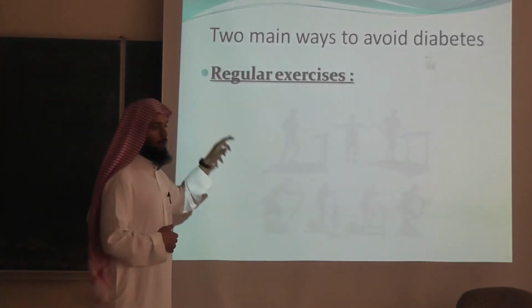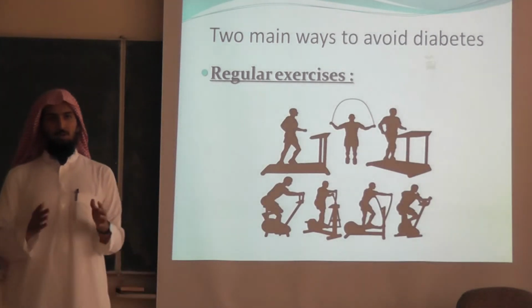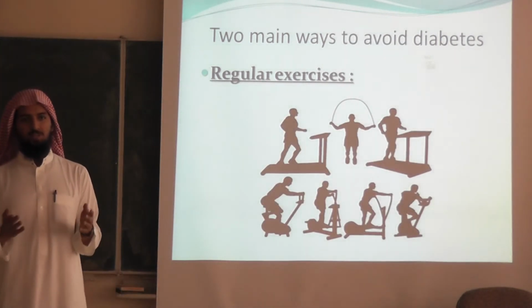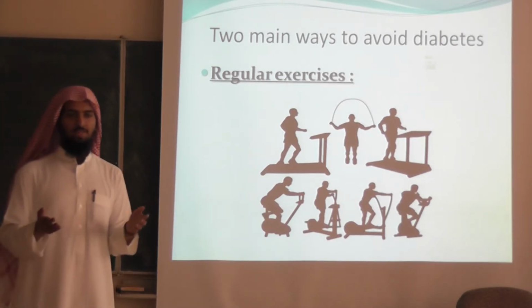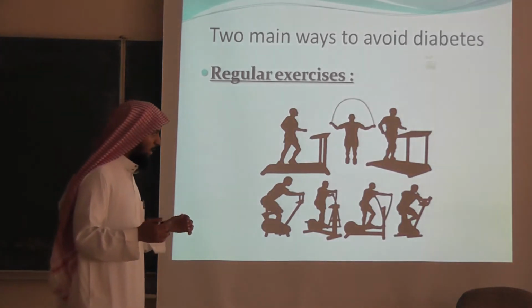The second main way to avoid diabetes is to do regular exercises. Regular exercises are simply physical activities in which we burn the fats and the calories in order to reduce the level of the sugar in the blood.